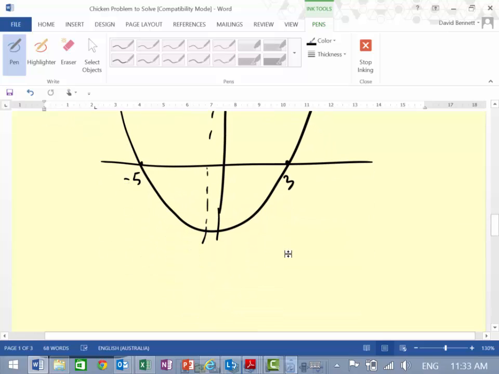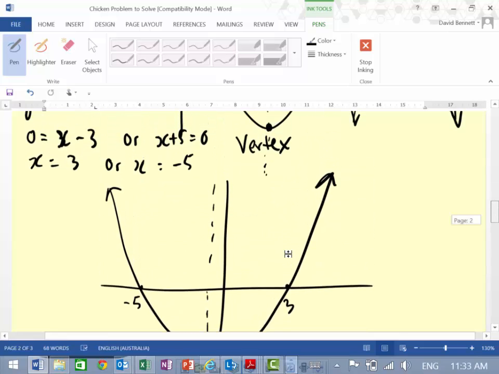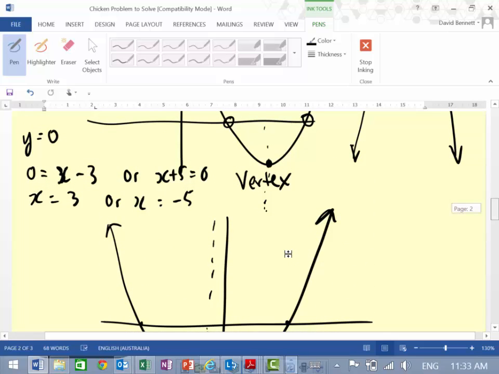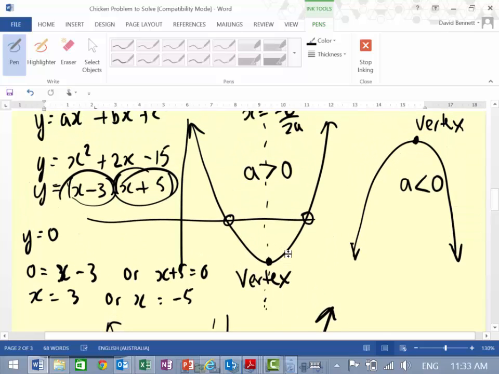Minus 2? Negative 1. X equals negative 1. How'd you get negative 1? Yeah, it's about halfway between the two intercept points, isn't it? Remember, these things are symmetrical. So that tells me what my axis of symmetry is. I could easily find out what my vertex point is by putting it back into the equation. So if I put negative 1 into there, what would I get?